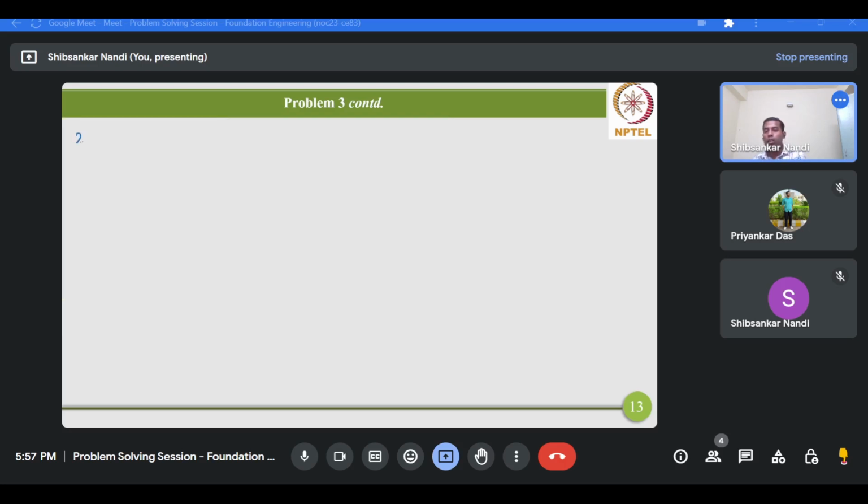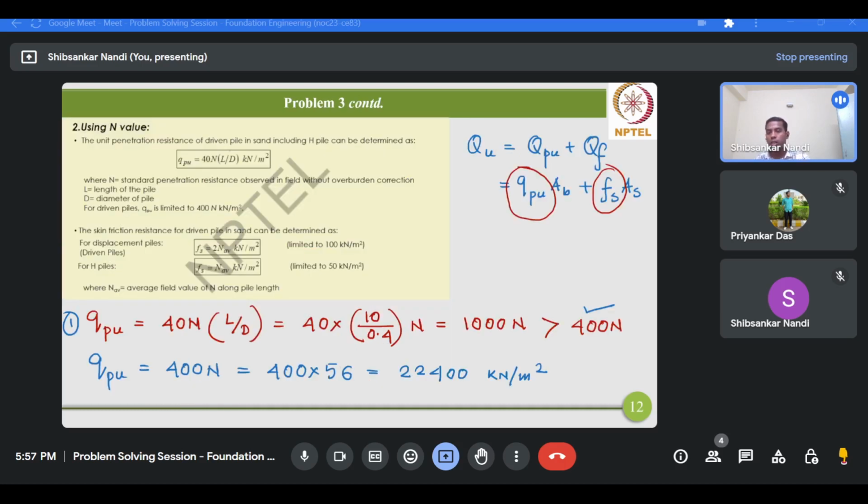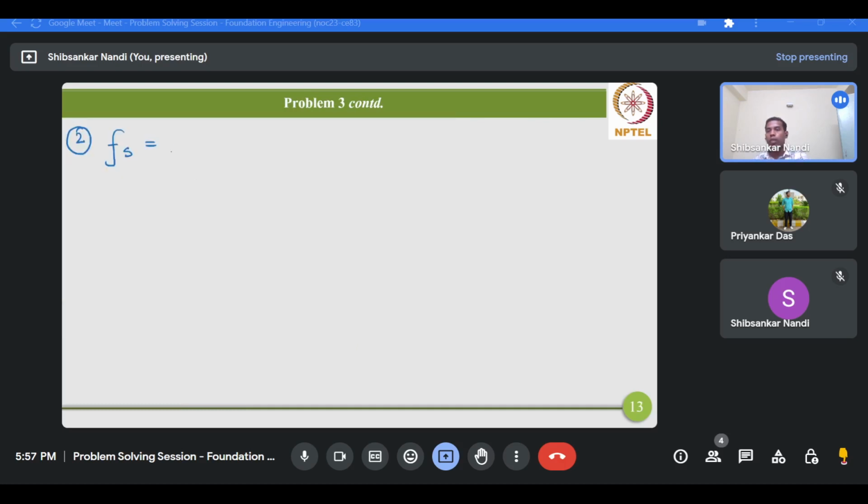Now coming to the skin friction resistance. The unit skin friction resistance Fs, since the pile is basically driven. A pile of 0.4 meter diameter and 10 meter length is driven. Therefore you have to use the equation which is applicable for displacement piles, that means 2 times n average. And again you have to check whether the limiting value is exceeded or not. If it is exceeding, then you have to use the limiting value only. So 2 times n average, this is for driven piles.